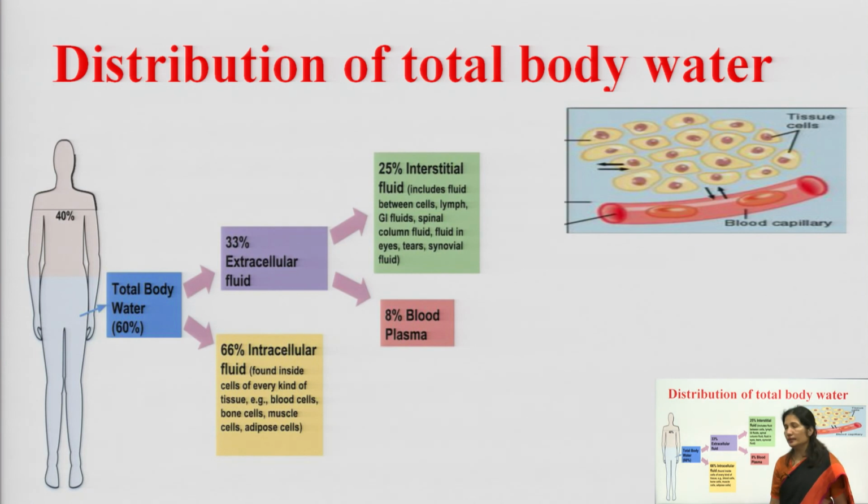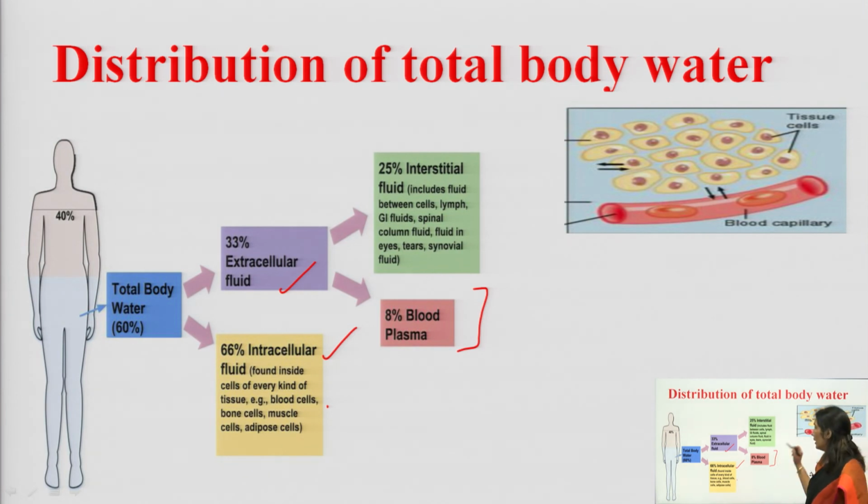So, 60% of the body consists of water. Out of this, 33% is present as extracellular fluid and 66% is present intracellularly, that is inside the cells, blood cells, bone cells, muscle cells, etc. Out of this 33% extracellular fluid, 8% is plasma, present inside the blood, and the rest 25% is interstitial fluid, that is present outside the cell.